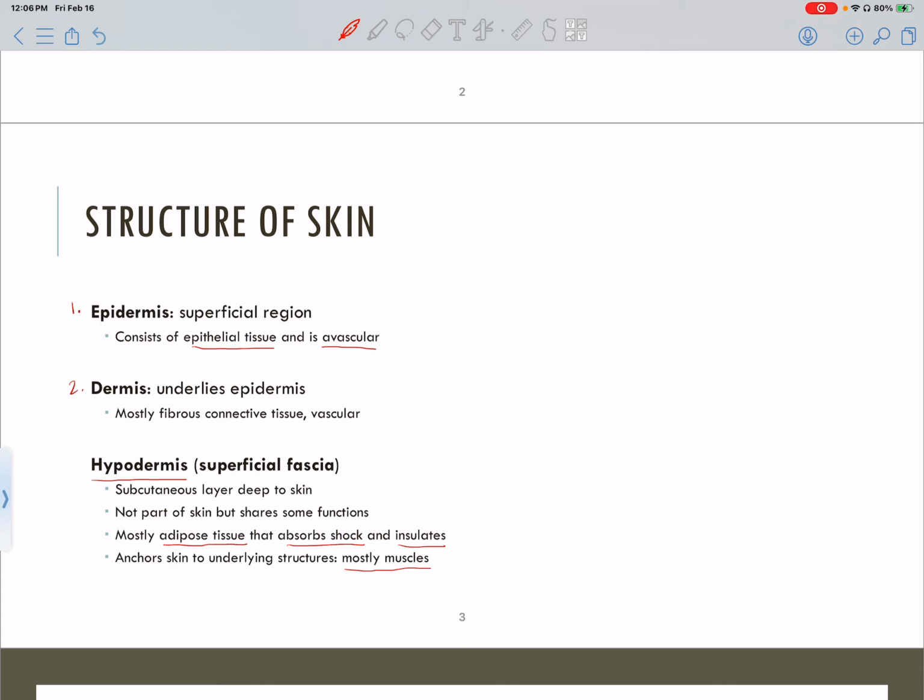So how does it get what it needs in order to undergo mitosis and things like that? Everything that it needs it's going to get from the underlying layer, which is your dermal layer. And this is going to contain all the vasculature and the nutrients needed to supply the epidermis. And the dermis is predominantly fibrous connective tissue.